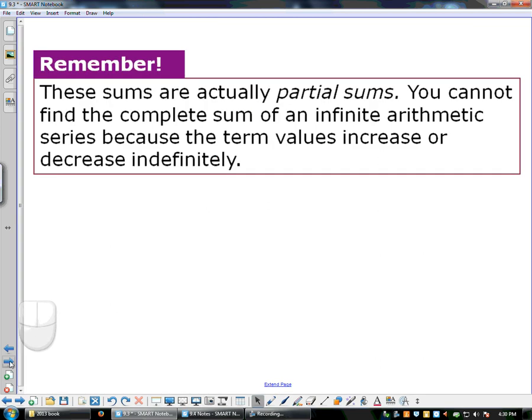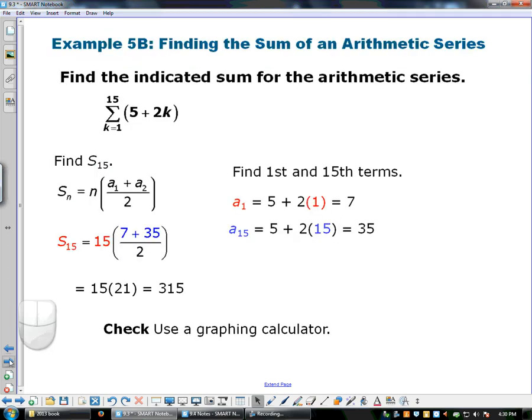Okay, so remember, these sums are actually partial sums. You cannot find the complete sum of an infinite arithmetic series because the term values increase or decrease indefinitely. They go on forever. So we can only find the partial sums. All right, so let's take a look at this example.